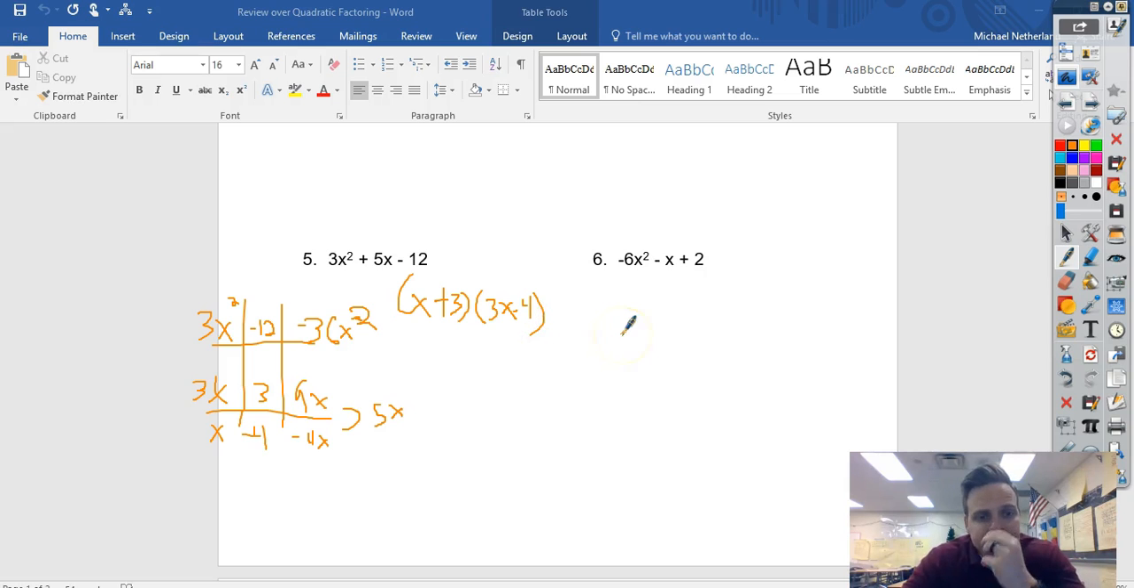Okay? Alright, next problem. Negative 6x squared minus x plus 2. So what number do they all have in common? Well, hopefully you're like, Mr. Nellen, negative 6, negative 1, and 2 only have a 1 in common. But I need the quadratic term's coefficient, which is negative 6 in this case, to be positive. So I'm going to start off by factoring out a negative 1. So that changes this to 6x squared plus x minus 2.